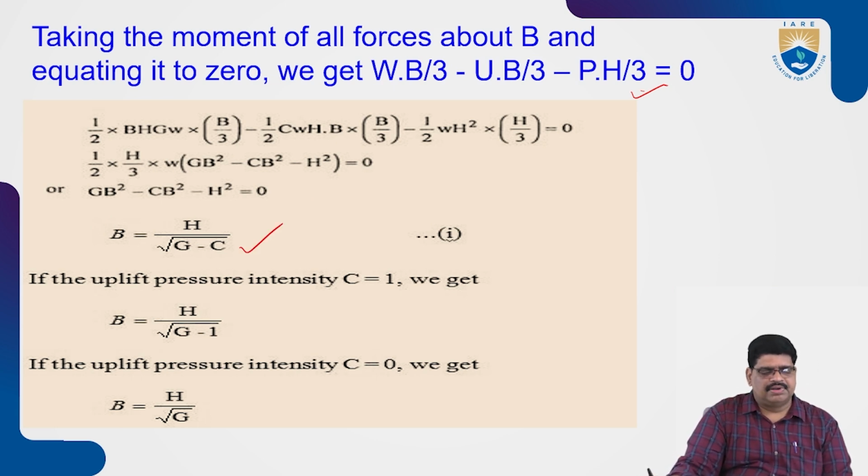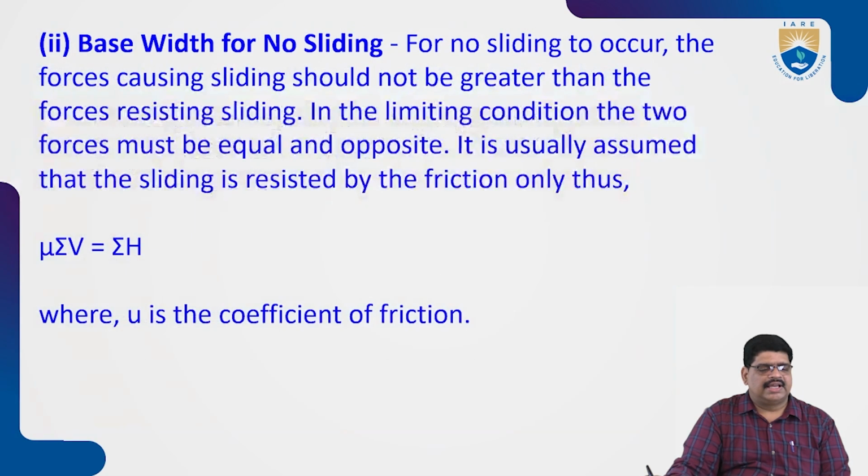So uplift pressure will be intensity is equal to C. We got the value B is equal to H by under root G minus 1. And in the uplift pressure, the intensity of the C is equal to, we get the B is equal to H by G. So next, base width of no sliding has been developed.